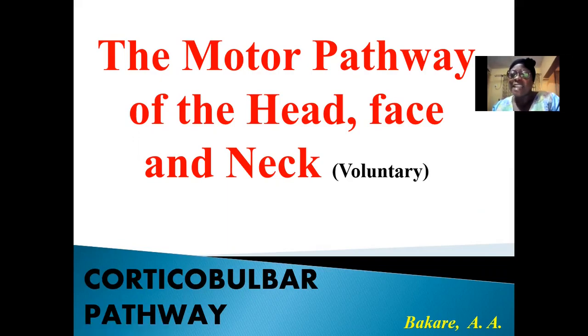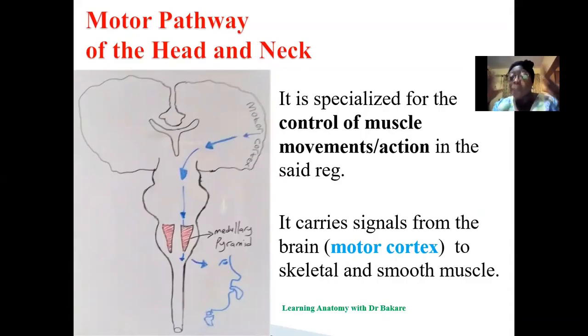Welcome. Let's look at the motor pathway. The motor pathways of the head region are specialized in controlling muscular action in this region. They help to carry signals from the brain down to the muscles located around the head, face, and neck region to initiate action. And this is what they do basically.